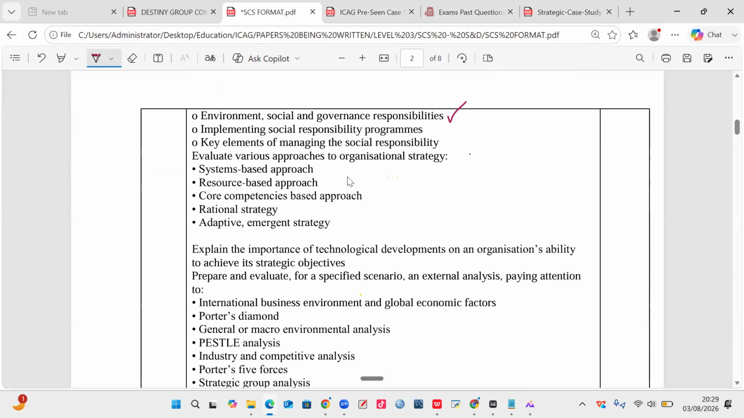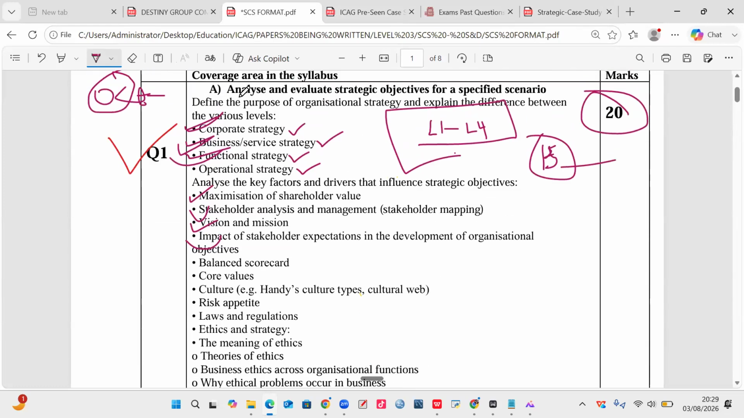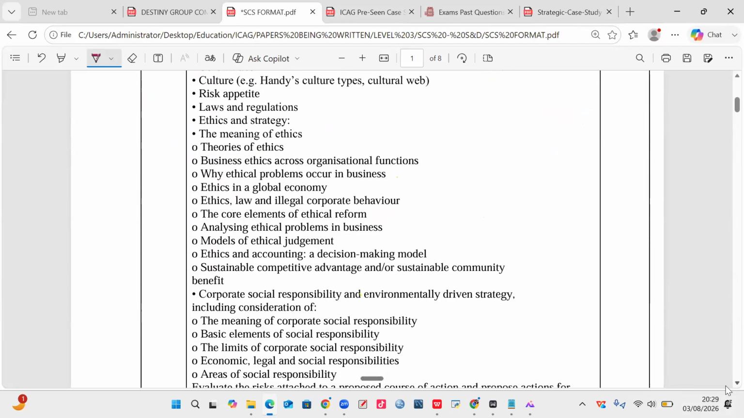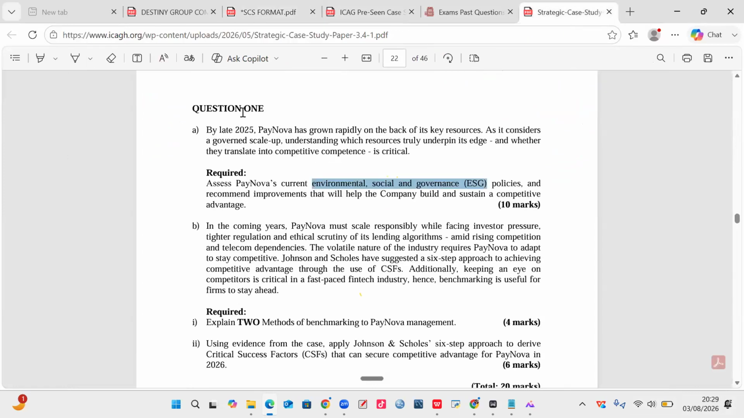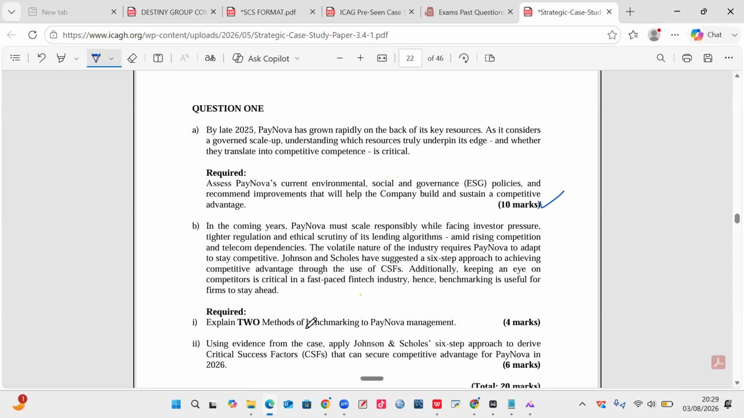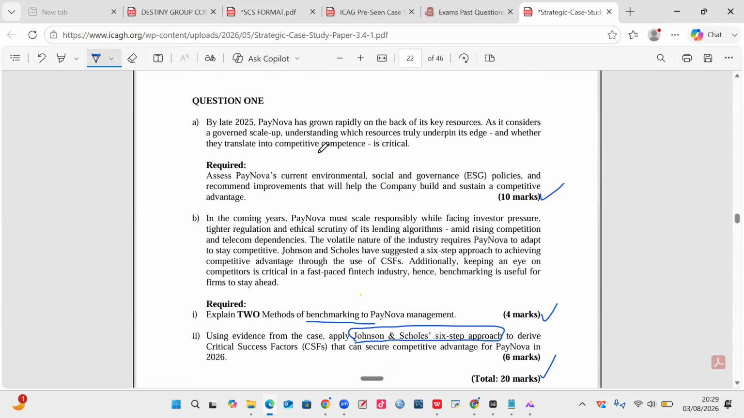Let me see whether I see it at the top. They will all come from question one. Okay, methods of benchmarking, it will also be coming from the same question one. I know it should be in. Then we go to the next one. So question one, this is 10 marks. Then we have 10 more marks. 4 marks are going for benchmarking. Then the remaining 6 marks are going to what? Using the Johnson and Scholes 6-step approach. This also will be there. So 10 plus 4 plus 6 gives me the 20. And this 20 marks is for all of question one.